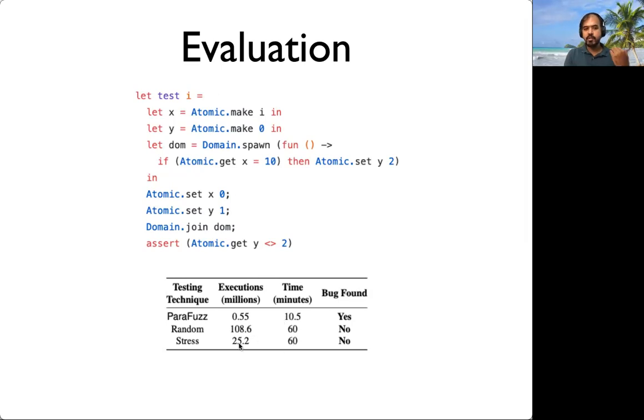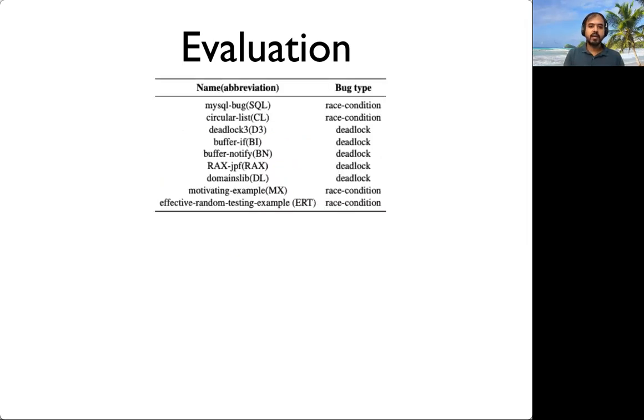Random and stress testing were able to do many more executions, but still were not able to find the bug because it was not heading towards interesting schedule and input combinations. That is the reason why Parafuzz was able to find the bug in this case. We also evaluated the technique on a number of known bugs that were taken from other papers. These included bugs that were due to racy conditions as well as deadlocks.